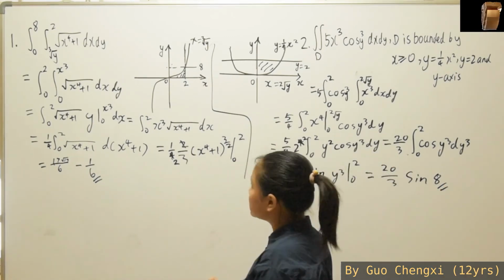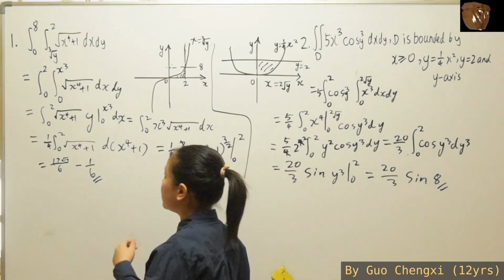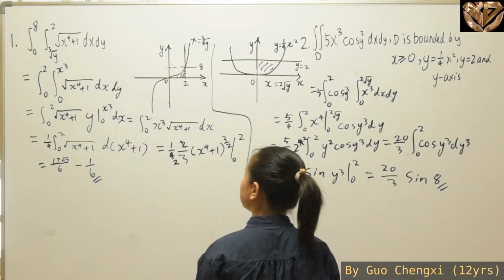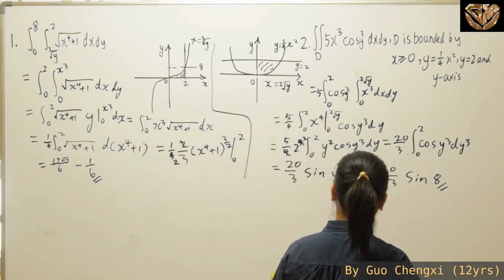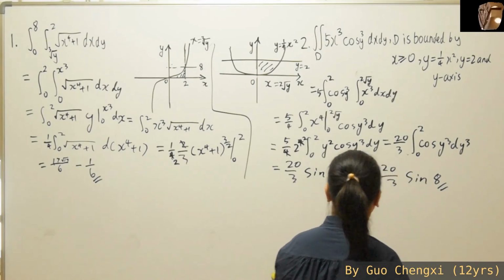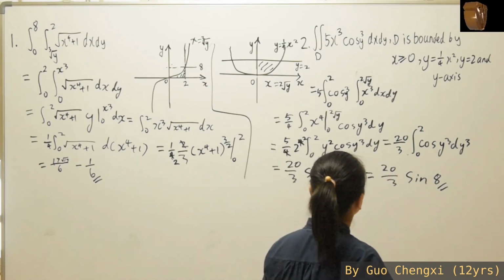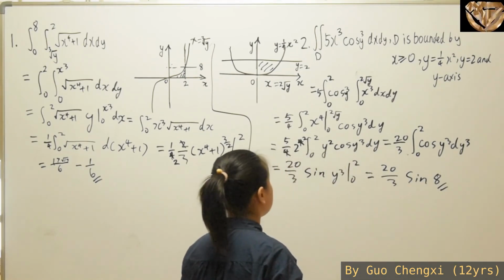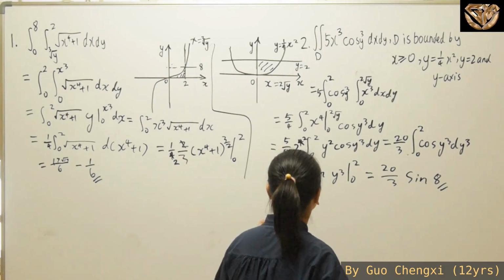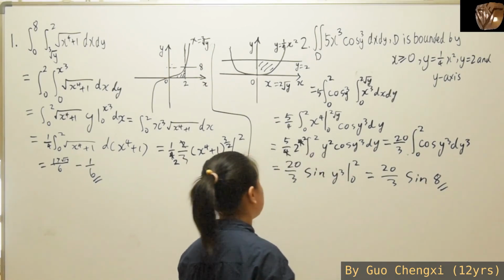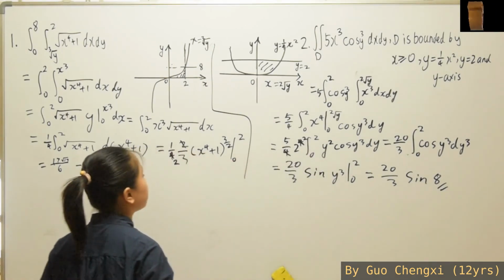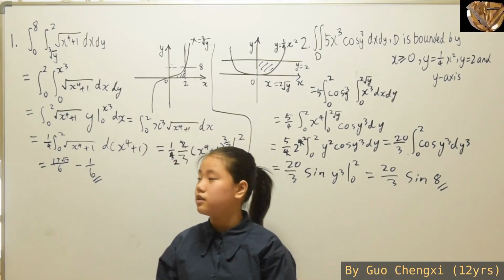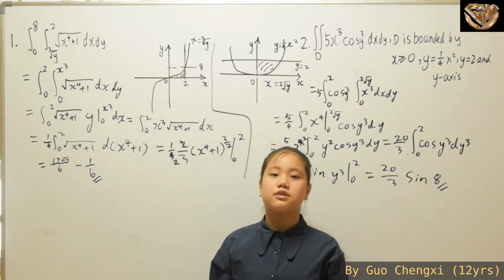So for our first example, we mainly just changed from integrating with respect to x to integrating with respect to y first. For our second one, we integrated with respect to x first, since we cannot integrate with respect to y first, and that's mainly what we did for this lesson, where we have these two graphs. Okay, and that'll be all for this lesson. Last but not least, thank you for watching.